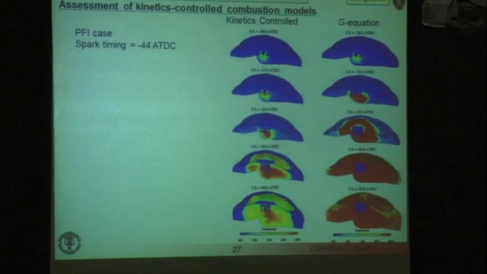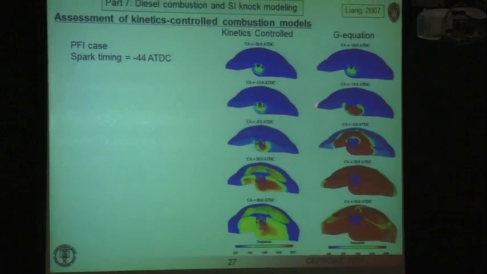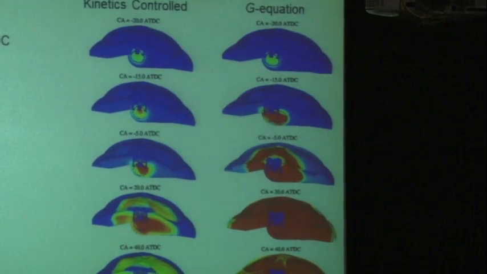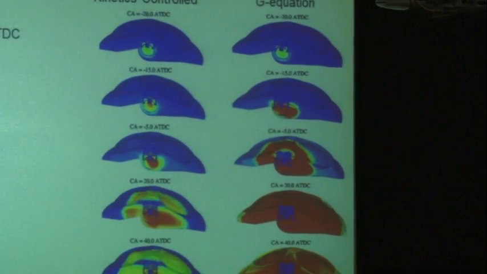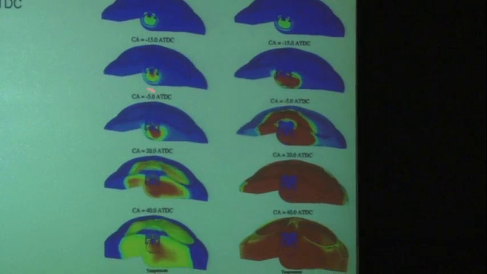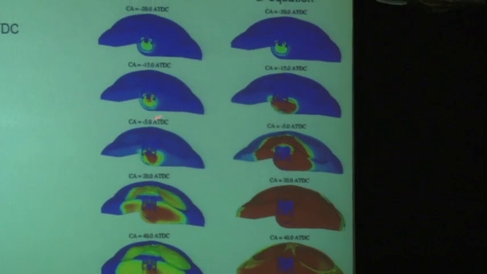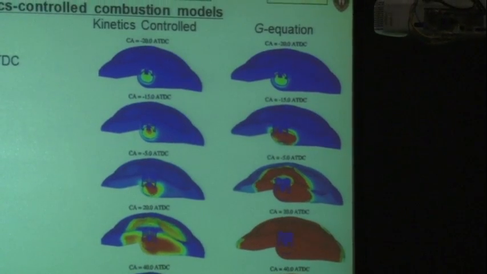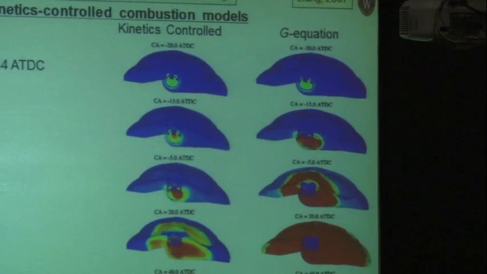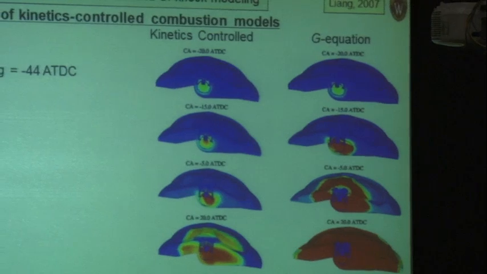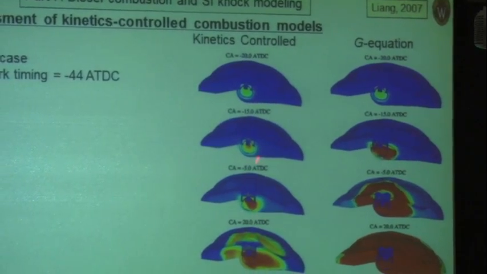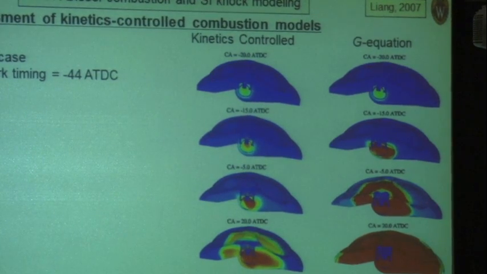And I showed you this plot also before, where with the G equation model, you could see the flame propagating across the combustion chamber, which was obviously what must have been happening because we get good agreement with experimental data. Whereas if we don't allow the flame propagation model to be enacted, and we rely simply on the diffusion term in the equations and the chemistry term in the equations, we find very slow combustion in disagreement with the experiment.